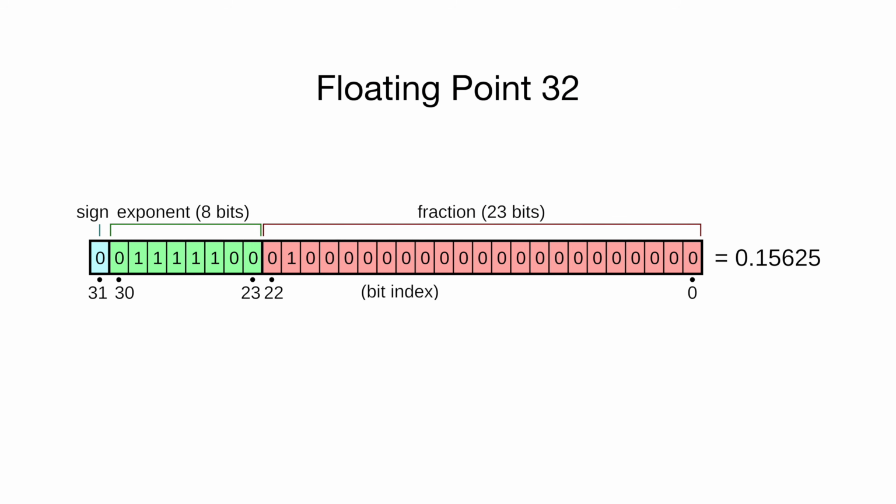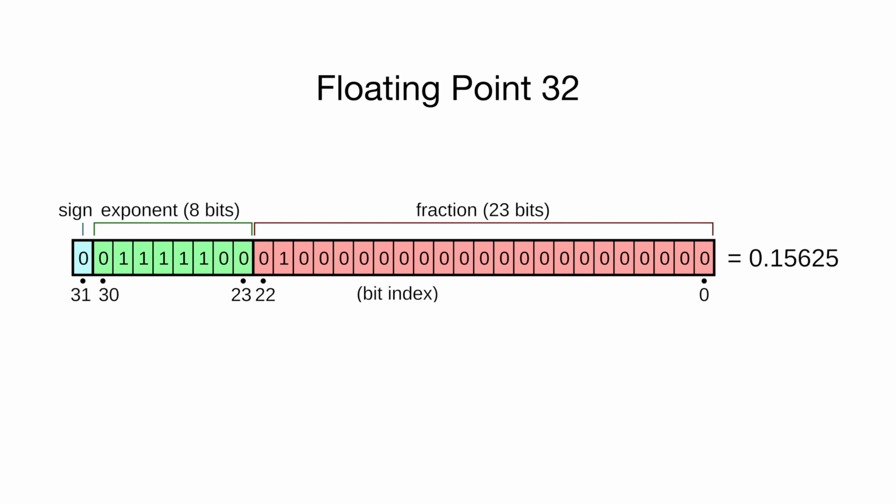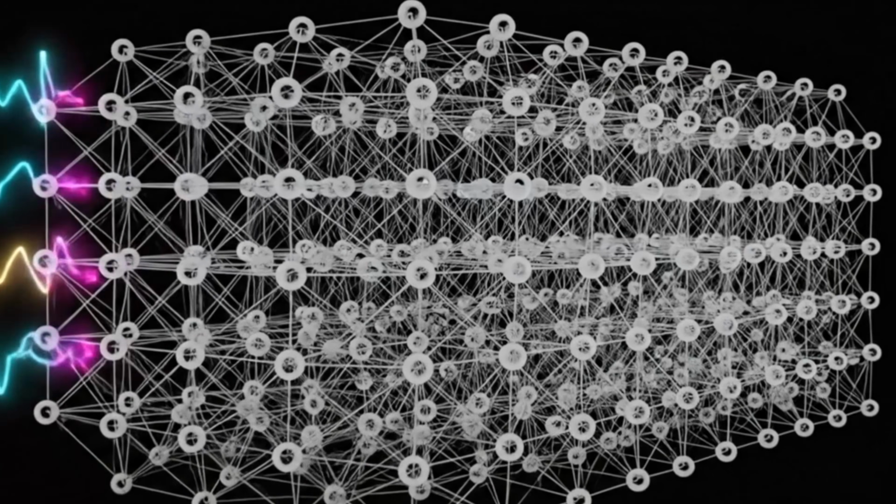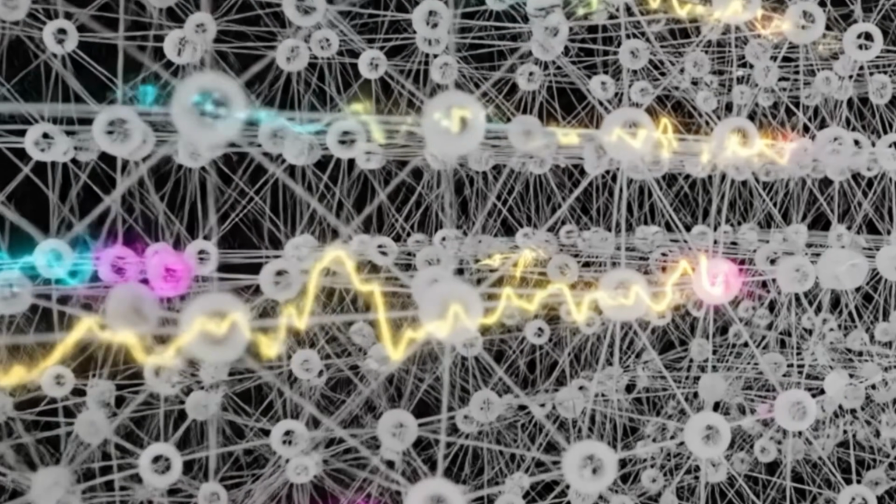It's not because floating point 32 is bad, it's actually very convenient. It gives a good amount of precision, a large numerical range, and stable behavior. The problem is the scale. At 70 billion parameters, every extra byte is multiplied 70 billion times.